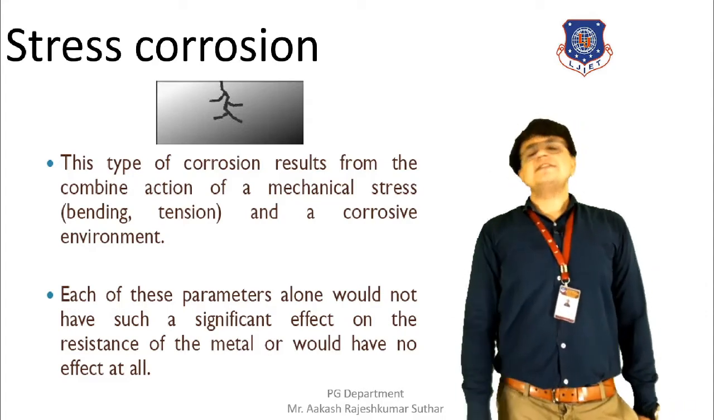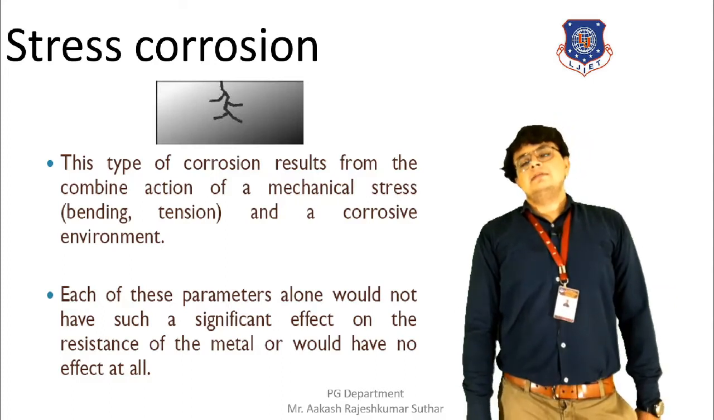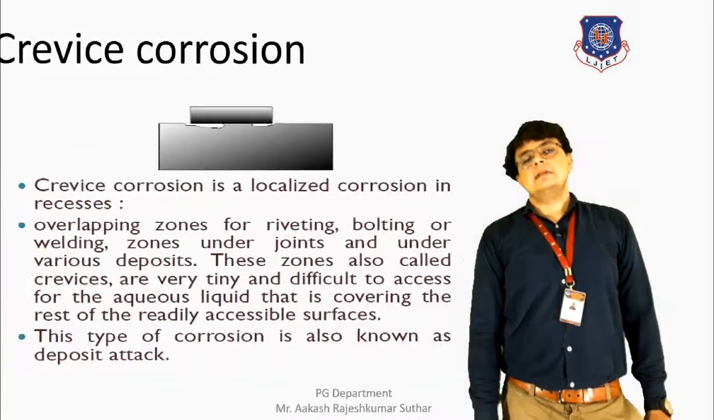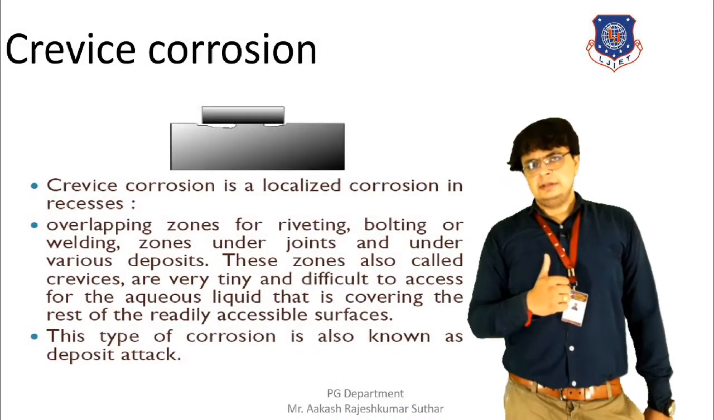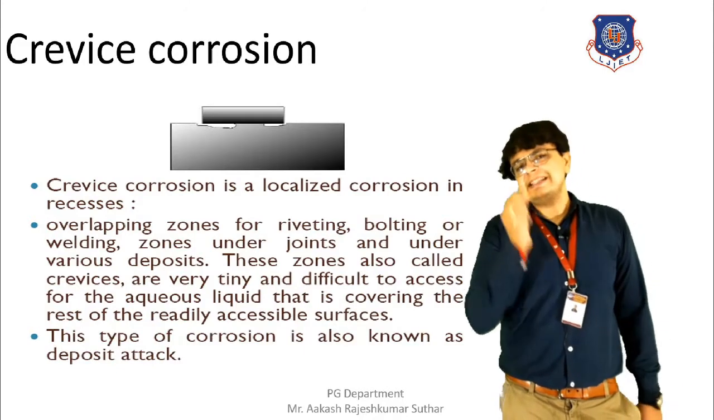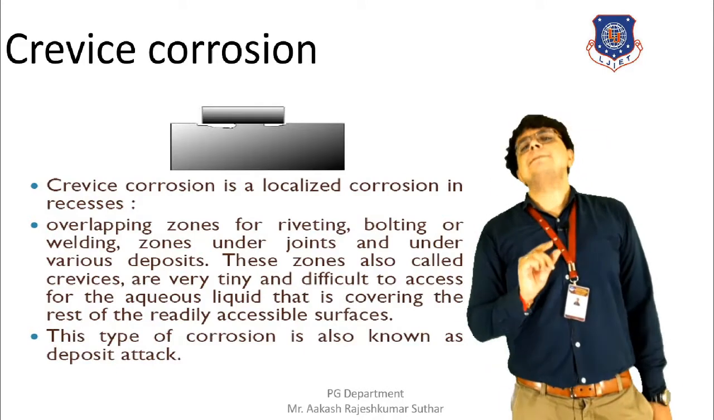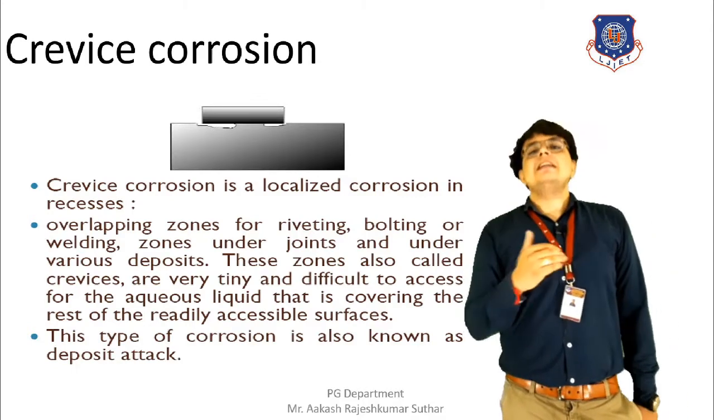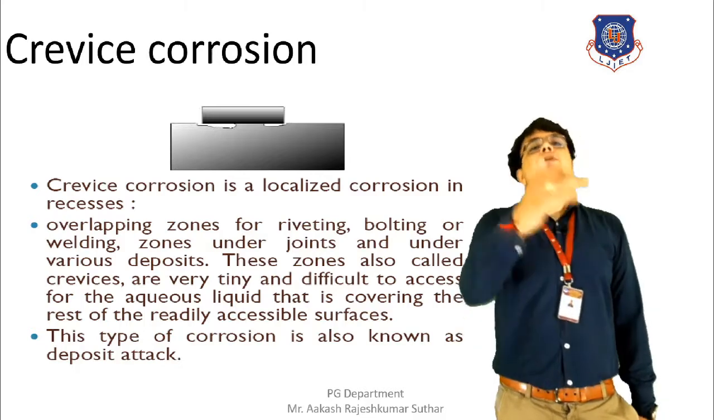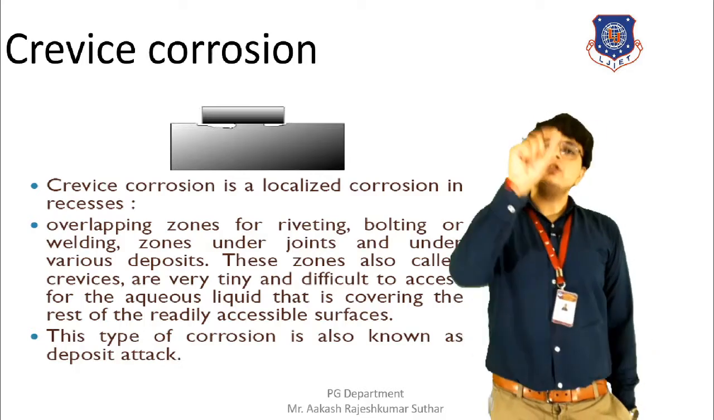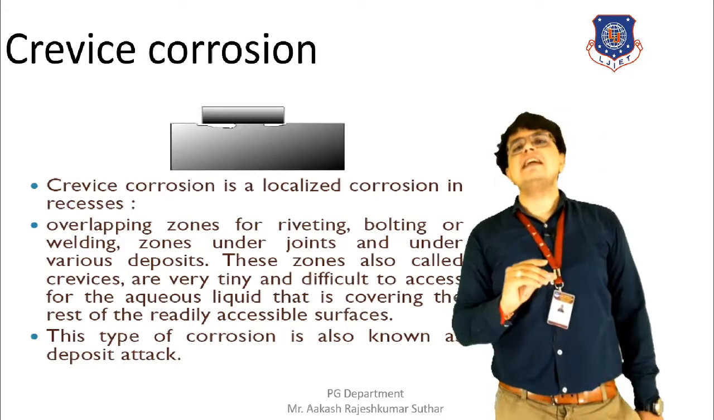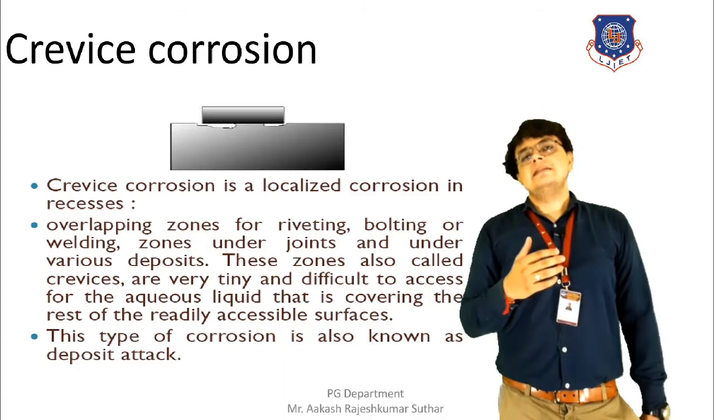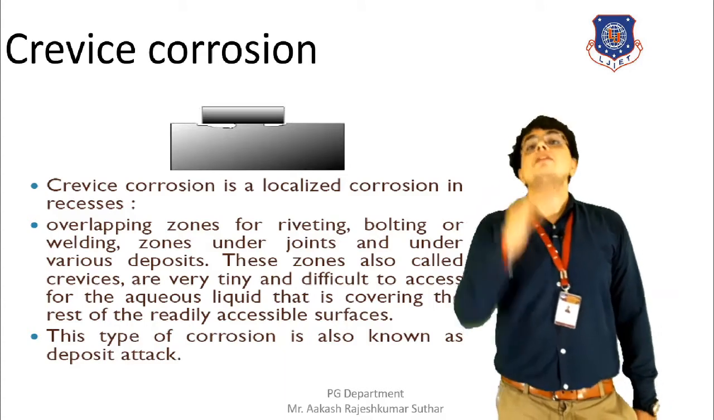Moving towards the next type of corrosion, that is the crevice corrosion. Here the key component is the crevices, the small gaps that are found in the metal or the material or the machine or the equipment. Because of the formation of these crevices, the crevice corrosion is occurring. The crevice is creating a condition for the corrosion.